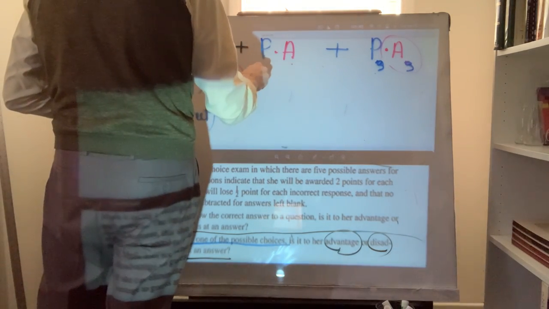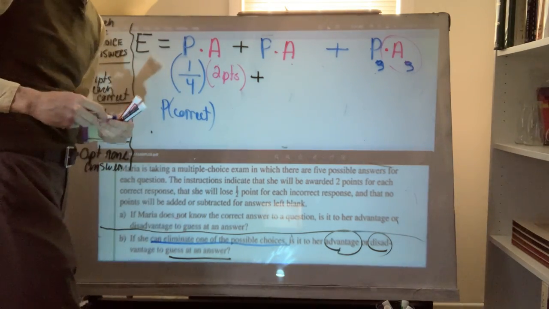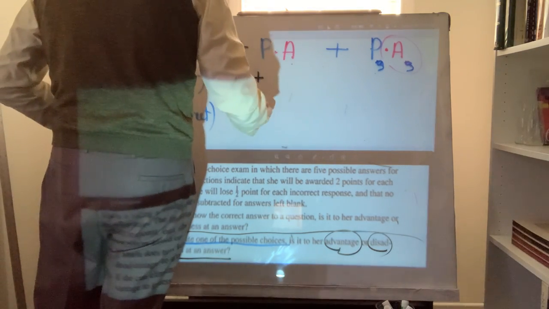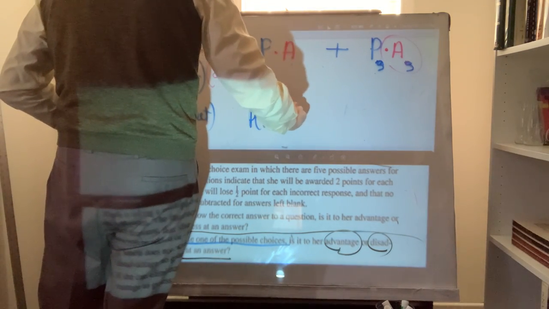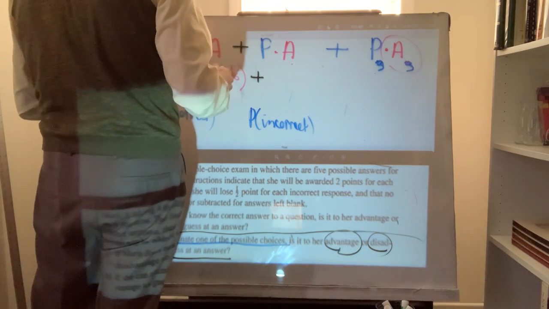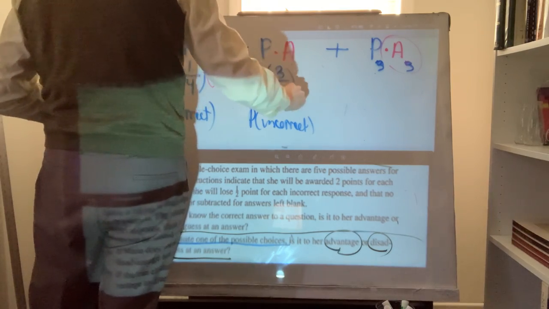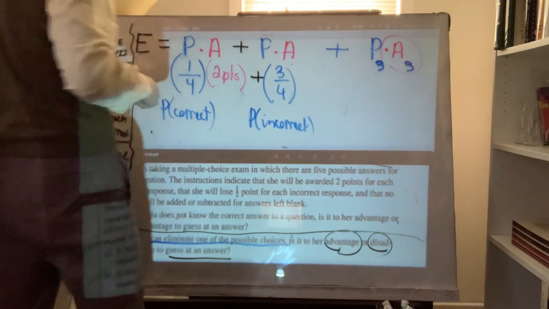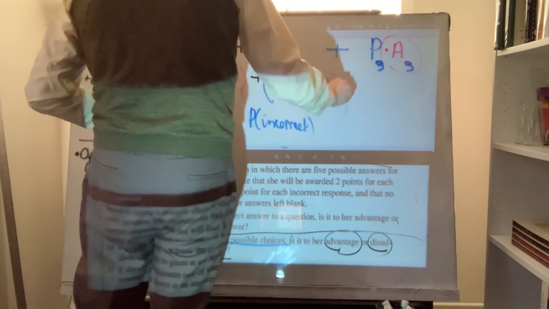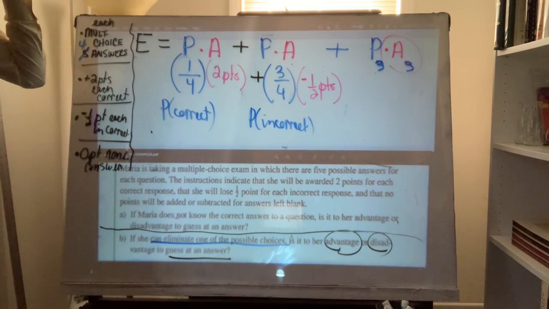And in this case, the probability would be, well, how many are wrong out of four in this case? Three, right? So the probability of incorrect would be three out of four. And this is negative a half a point. Right? And zero is not something that we have to consider.